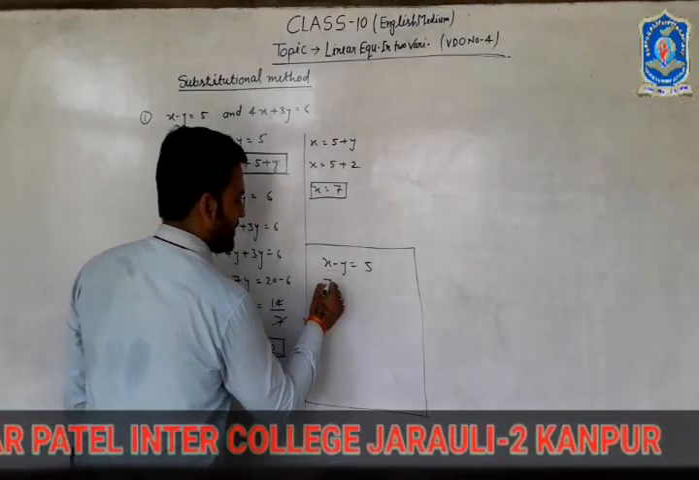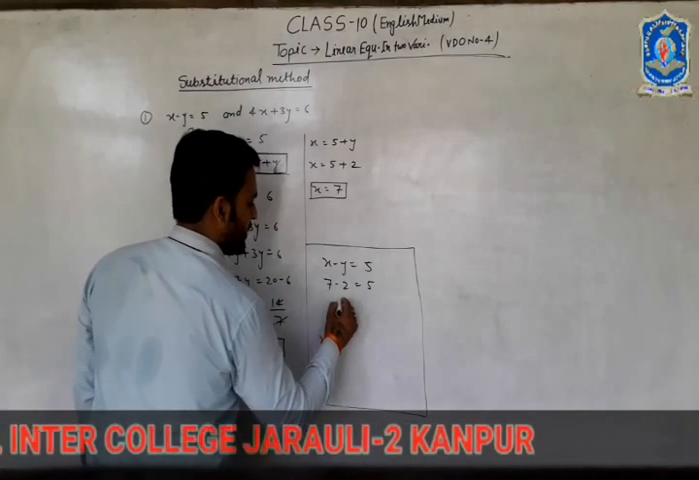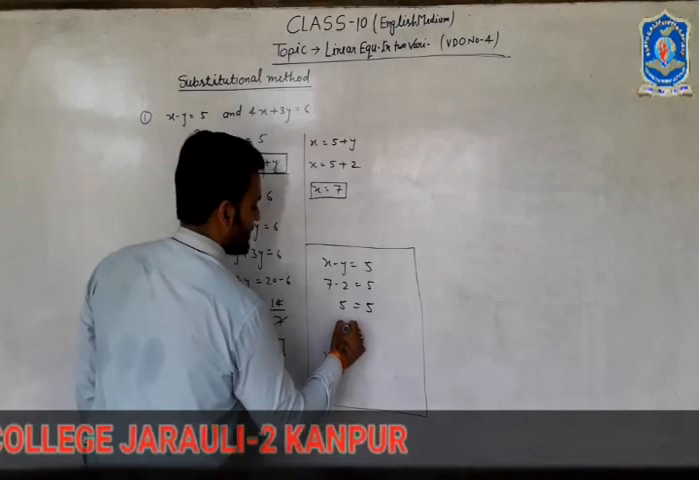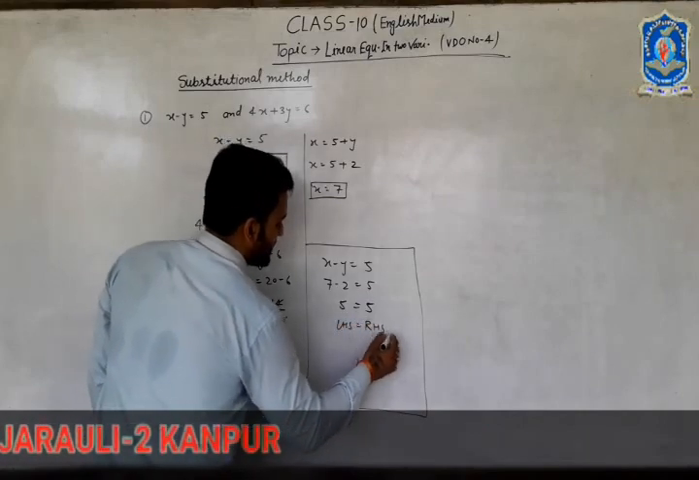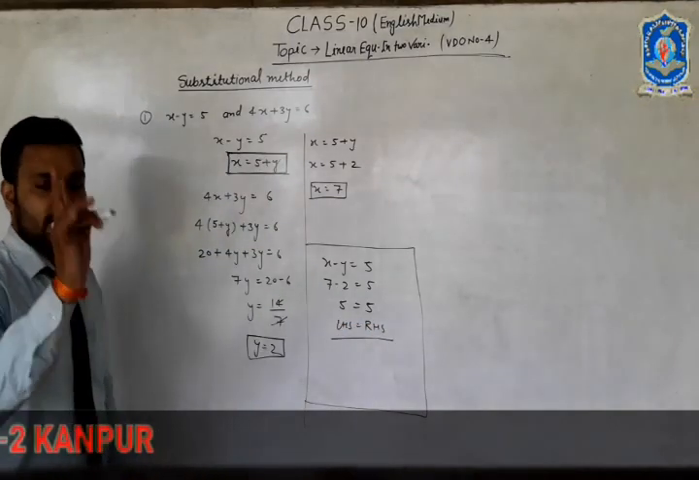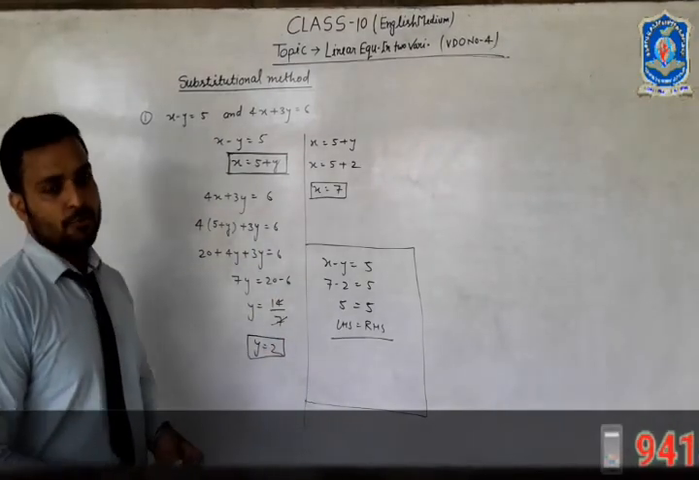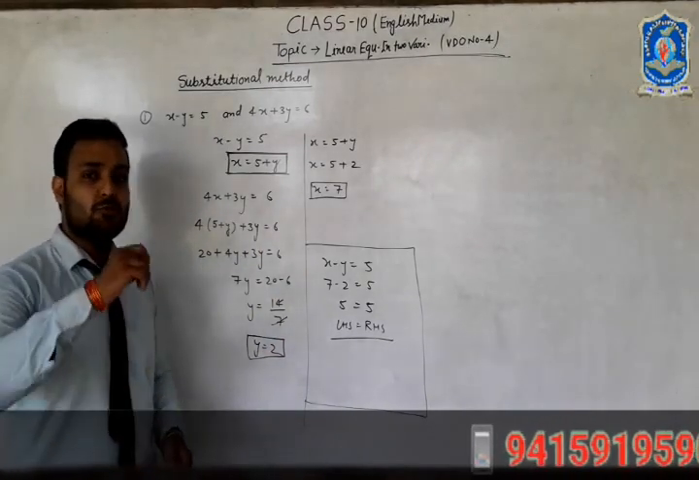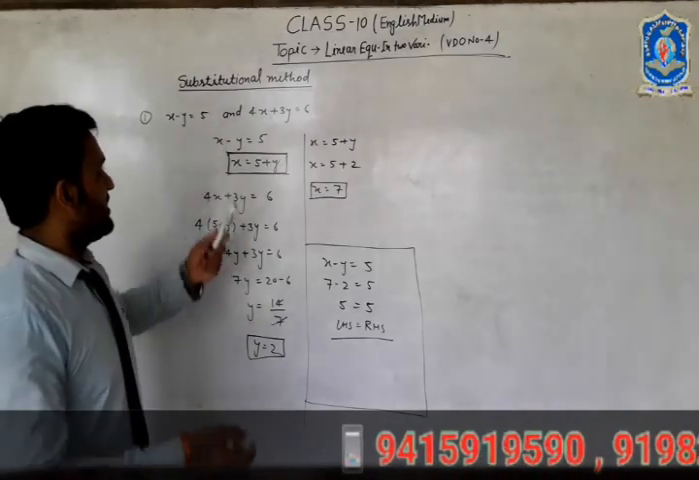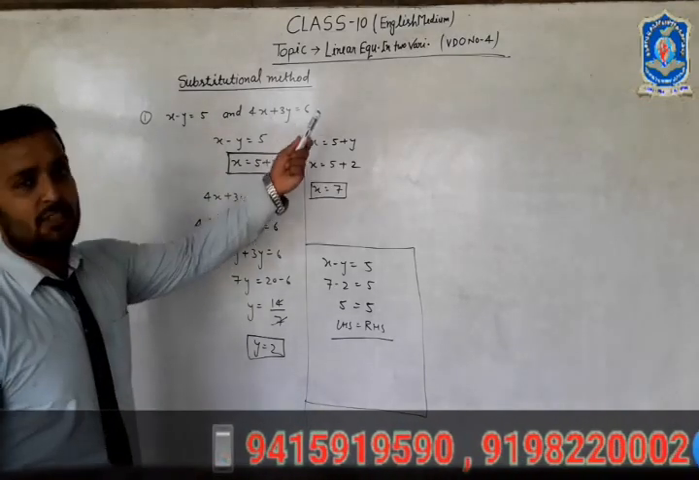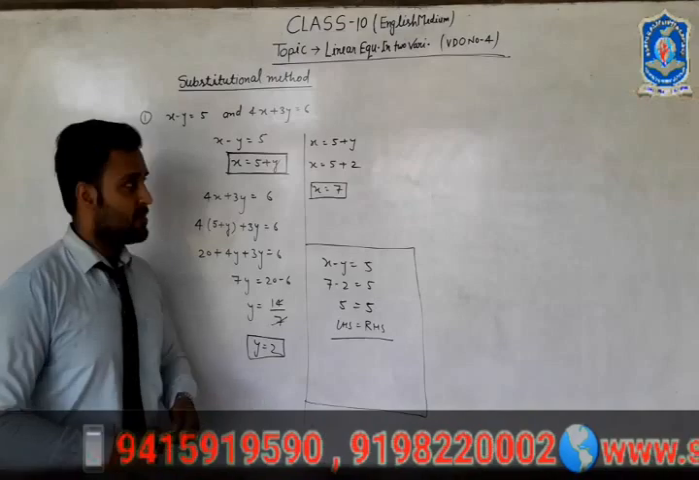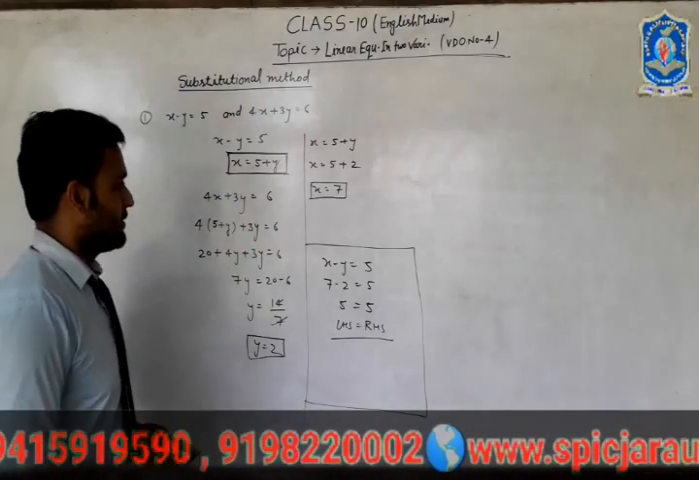Put the values of x and y. 7 minus 2 is equal to 5. 5 is equal to 5. LHS is equal to RHS, meaning your answer is correct. x is equal to 7 and y is equal to 2. This is the method of solving simultaneous linear equations in two variables by the substitution method.